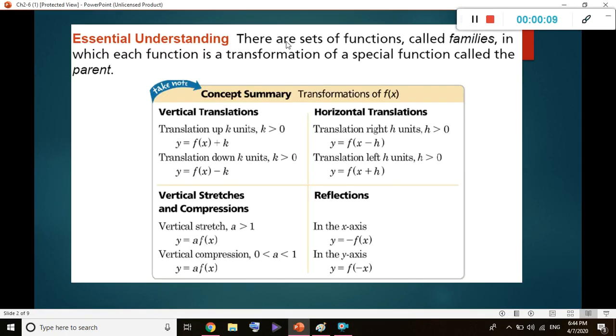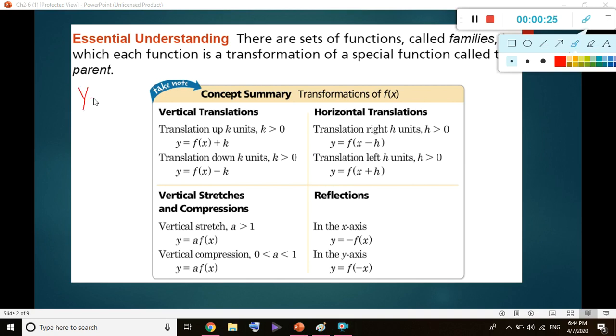Okay, so a quick summary of yesterday's lesson. There are a set of functions called families in which each function is a transformation of a special function called the parent function. We said the parent function is y equals x. And whatever adding, multiplying, or subtracting numbers next to the x, it means we're having a transformation. Yesterday we took two types of transformation: the translation, which had two types, vertical and horizontal, and we also took the reflection. Today we're going to continue with the vertical stretch and compression.